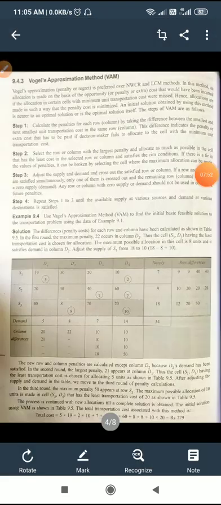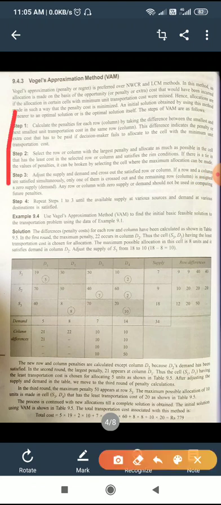Now we discuss Vogel's approximation method, the VAM method. Using these 4 steps we find the initial basic feasible solution of any transportation problem. The first step is to calculate the penalty for each row by taking the difference between the smallest and next smallest unit cost, the last two smallest values in the row.